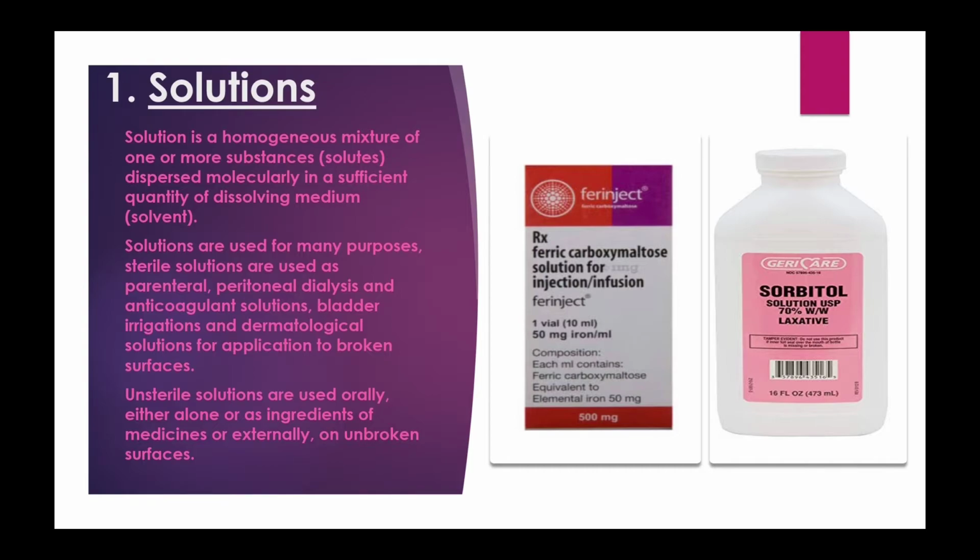Example: this first one, ferric carboxymaltose solution for injection. This is the example of sterile solutions. And for unsterile solution the example is sorbitol solution USP. It is used as a laxative. So we have seen solutions, which have two types, sterile solutions and unsterile solutions. For both we have seen one example. Next we'll see solution tablets.